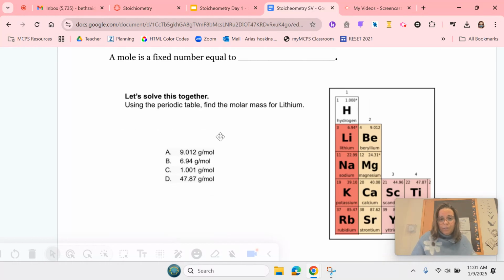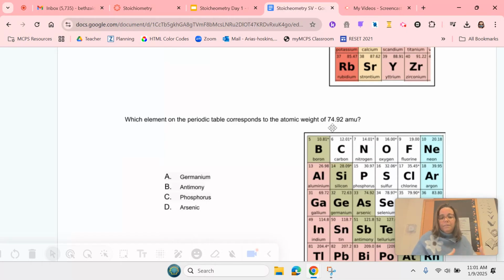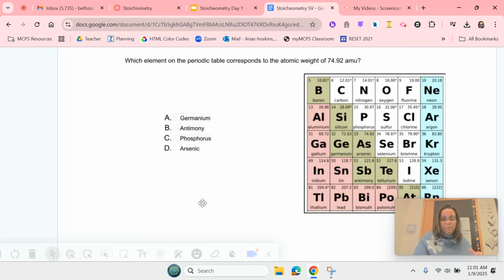As you continue doing the sheets, just remember molar mass is the same thing as atomic mass. So you're going to go to lithium in here and find the atomic mass or the molar mass for lithium. Okay, that's a given. Now here is the opposite. I'm giving you the molar mass or the atomic mass, and you're going to find the element. Is it germanium? Is it antimony? Is it phosphorus, arsenic?